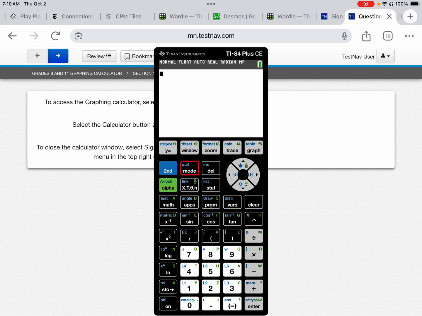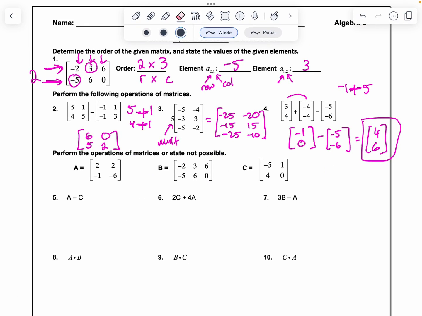So the first question on the review is A minus C. So I'm going to go second matrix. Under names, I'm going to select A and then do minus second matrix. Go down to C. Perfect. So then back on our review, that answer that we just got, if only it would write, oh, it's on eraser mode, 7, 1, -5, -6.